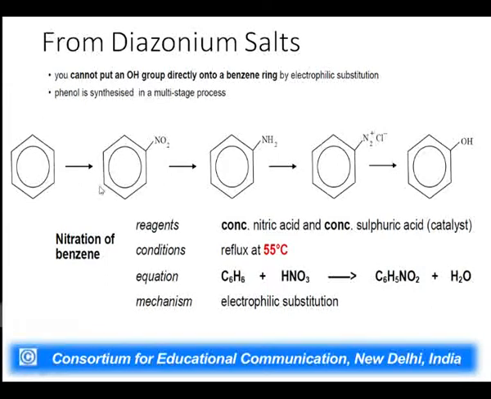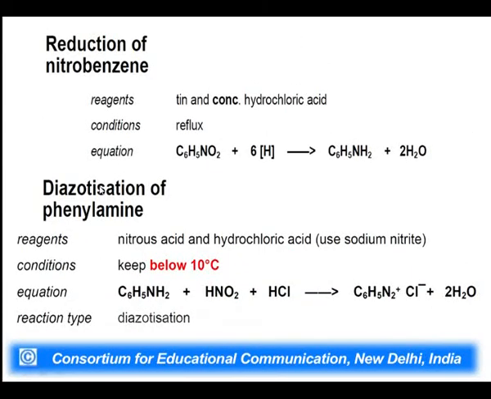Now, in the next step, we will reduce this nitrobenzene. For this, we take the reducing agent, that is tin and hydrochloric acid. When we reflux it again with this tin and hydrochloric acid, this nitro group is reduced to an amino group.